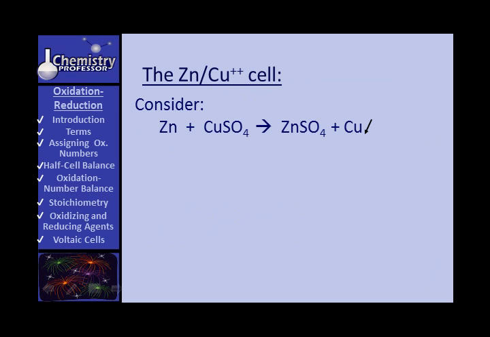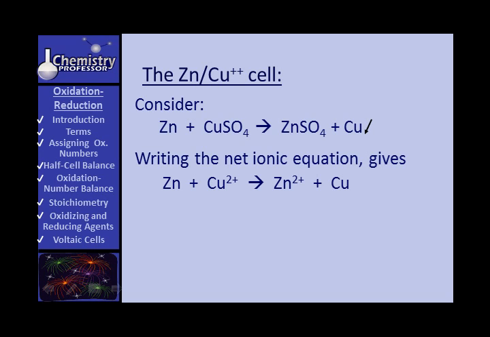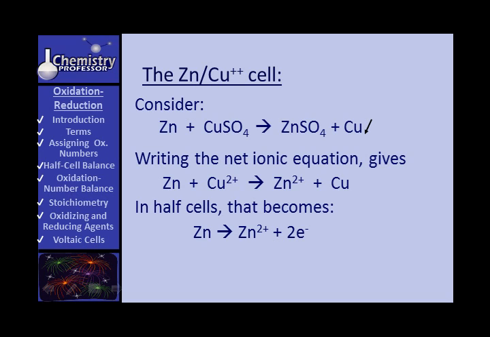Look at this reaction. You have zinc plus cupric sulfate giving you zinc sulfate and a precipitating copper. This is done in solution. Now, when we write this as a net ionic equation, we have zinc plus the copper ion producing the zinc ion plus copper element. When we do this in half cells, oxidizing half cells and reducing half cells, the oxidation half cell has zinc going to zinc ion plus 2 electrons. And copper in the other half cell gains 2 electrons and produces elemental copper.